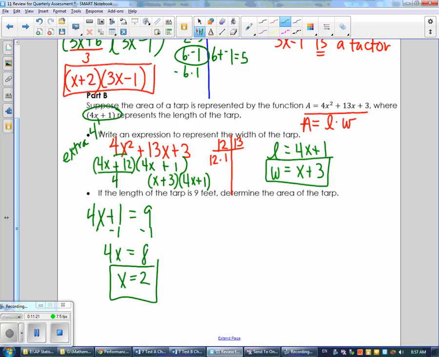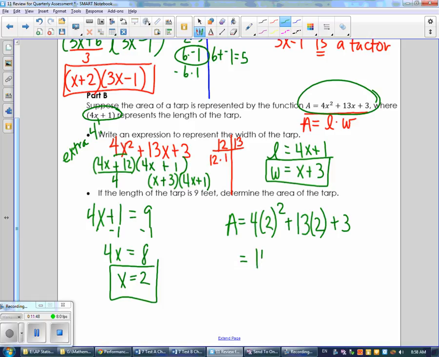And once I know that x is equal to 2, I can plug it back into my original formula to find the area. That means that my area is equal to 4 times 2 squared plus 13 times 2 plus 3. You could also plug it into your length and width expressions and then multiply them together. So there's a couple different ways that you can do this. Well, 2 squared is 4, and 4 times 4 is 16. I know that 13 times 2 is 26, and if I add 3, that total, when I add those numbers together, is going to be my area. Well, 16 and 26, that's going to be 42. 42 plus 3 is going to give me an area of 45.